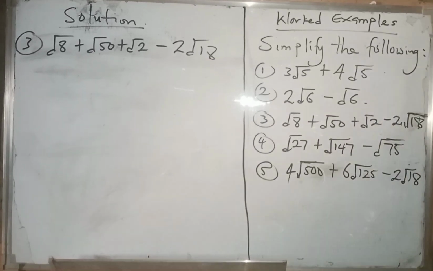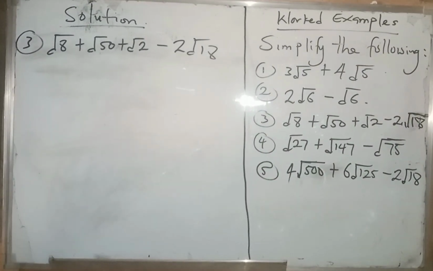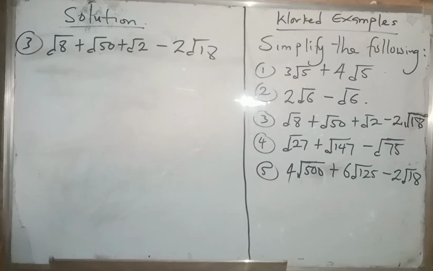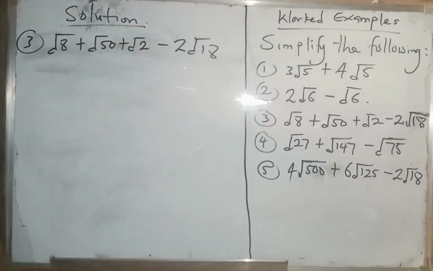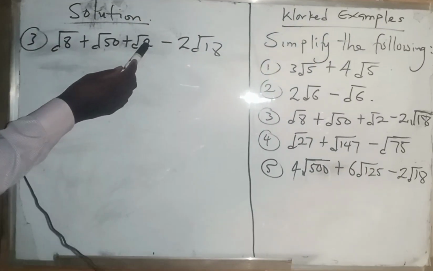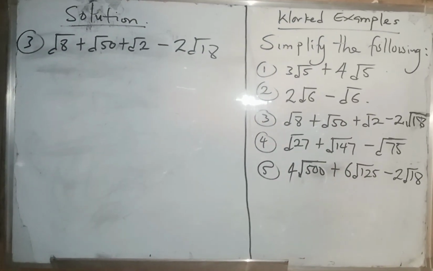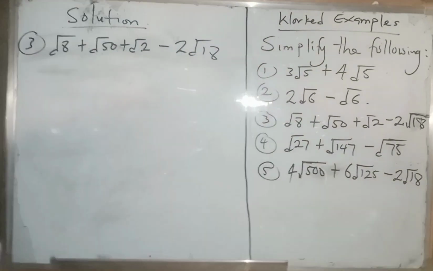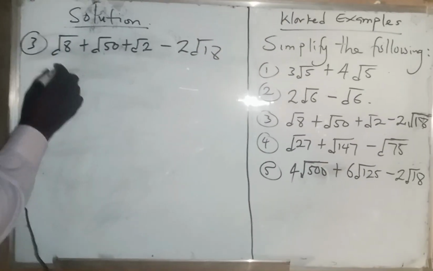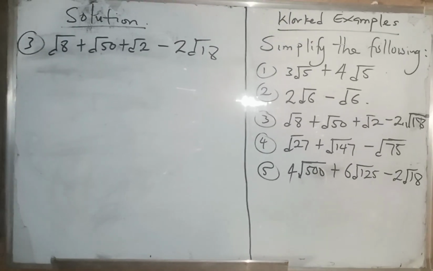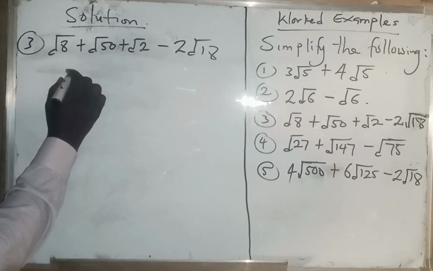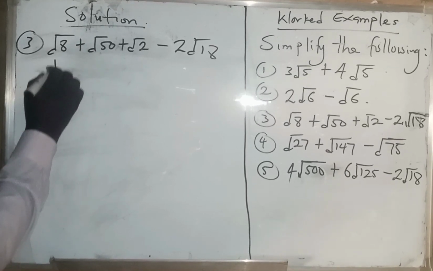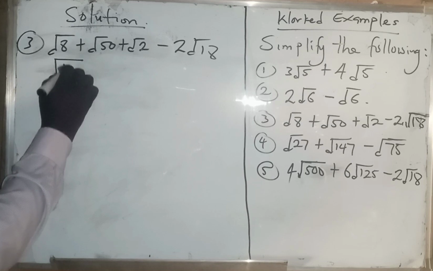So since they are not in their simplest form, we have to find a way of writing them in their basic forms, or their simplest form. In all the surds in this question, it is only root 2 which is in the simplest form. All the other ones are not in their simplest form. So by simplifying these surds into their basic forms, root 8 will be the same as root of 4 multiplying 2.